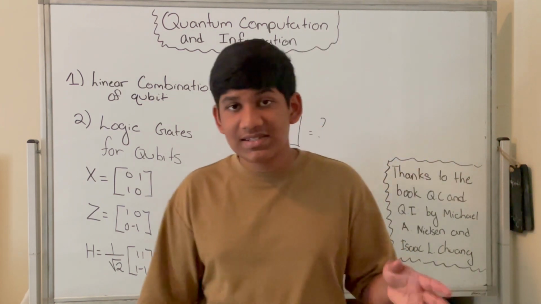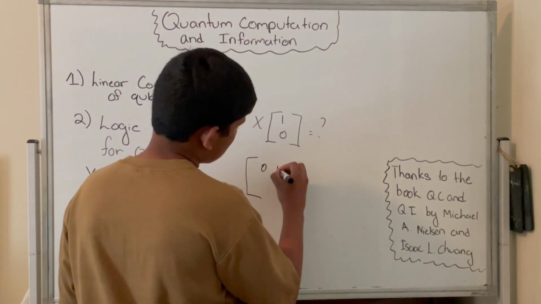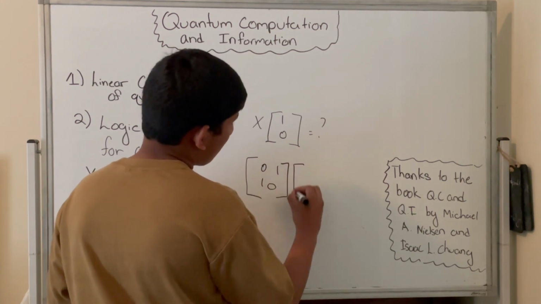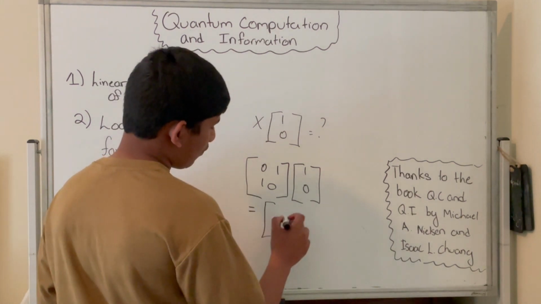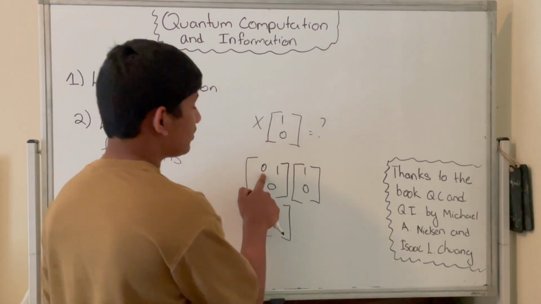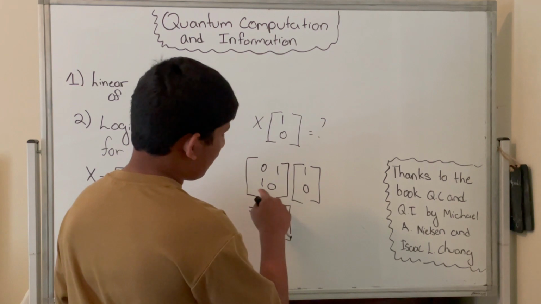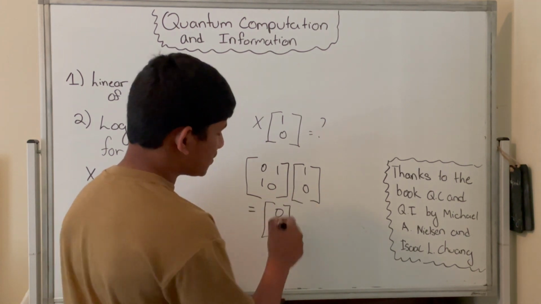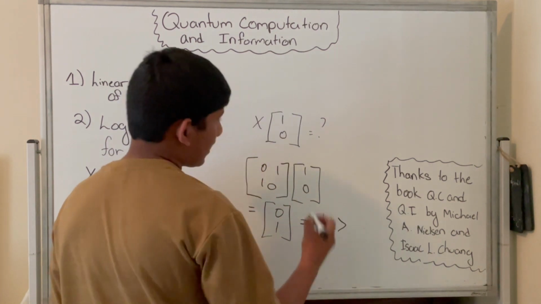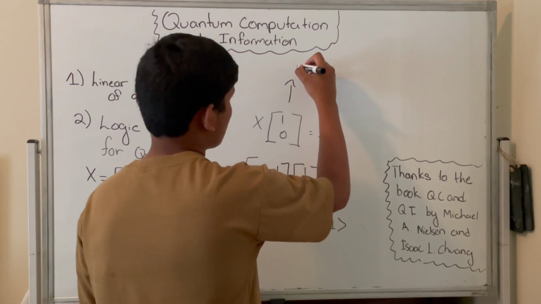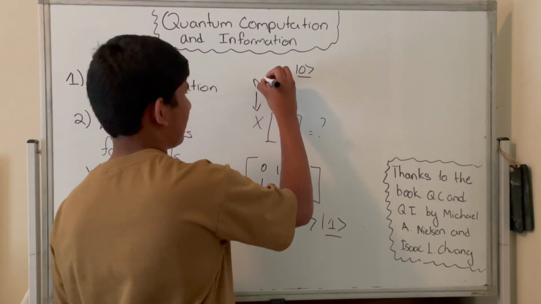In order to compute this, we must use matrix multiplication. Using this 2 by 2 matrix, we have 0, 1, 1, 0, and we multiply it by 1, 0. In doing so, we get another column matrix. 0 times 1 is 0, plus 1 times 0 is 0. 1 times 1 is 1, plus 0 times 0 is 0, so hence we have 0 and 1. Now this translates into the vector 1, and the original is the vector 0. So as you can see, this is indeed the NOT gate.